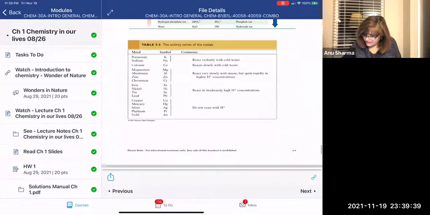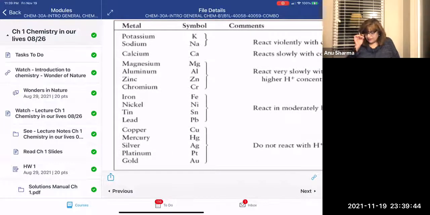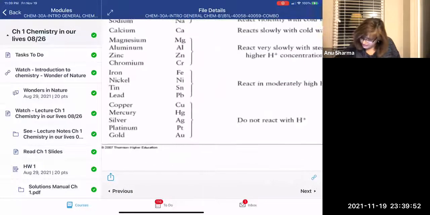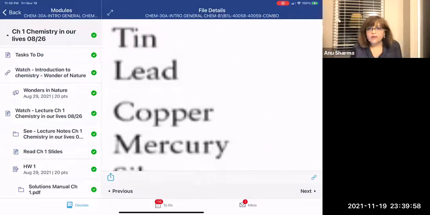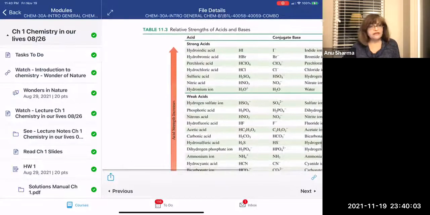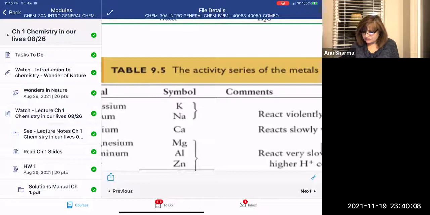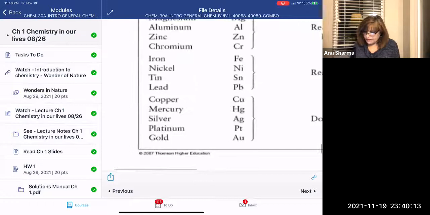and that is the activity series. So here, keep this in mind, you have to make a note of it. Between lead and copper in the activity series, this is just below what we covered initially, 11.3, strengths of relative acids and bases. Here is the activity series, table 9.5, on page 16. Between lead and copper, put hydrogen.